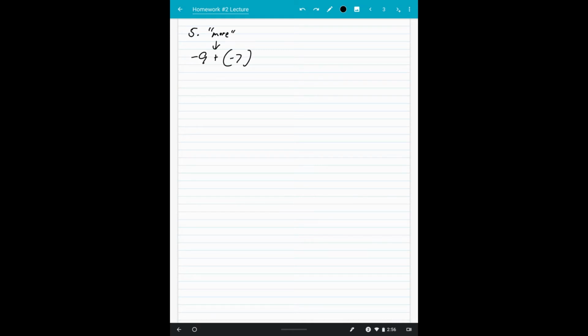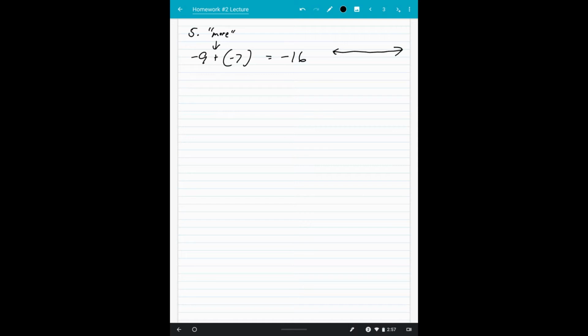Think about maybe debt. You owe somebody $9. Now you owe them $7 more. So -9 plus -7 would make -16. So on the number line, what that would look like is this.